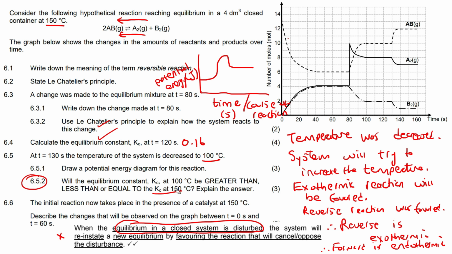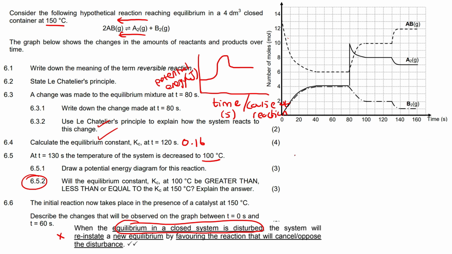This one over here asks: will the equilibrium constant at 100 be greater than, less than, or equal to Kc at 150? Remember that temperature is the only thing that can change Kc, so Kc will definitely change. It's a very easy question, because you could calculate Kc all over again if you really wanted to, but it's not necessary. We know that Kc is products over reactants.